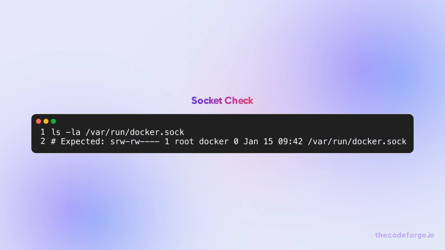Always verify the socket exists and has the correct permissions. The expected output is srw-rw---- 1 root docker. If permissions are wrong, the daemon may not start or users can't connect.